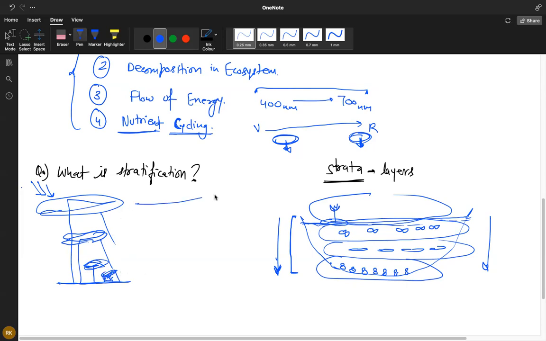Now again, there is a vertical stratification. Different kinds of organisms have taken different layers in that ecosystem. That's called stratification. Is that clear, everyone? Yes, sir. So write down.